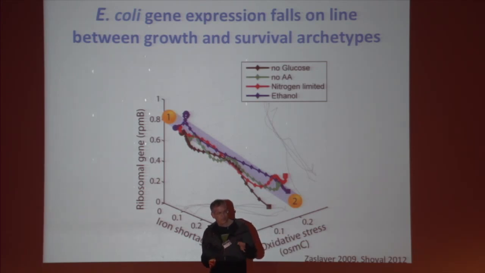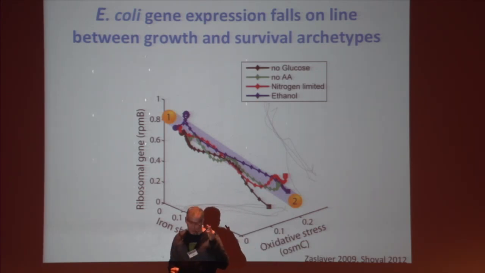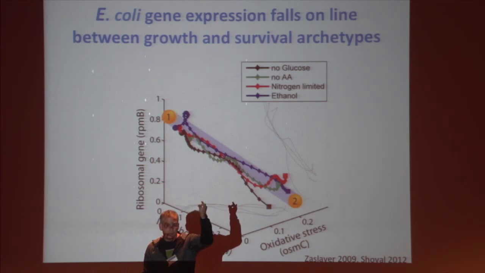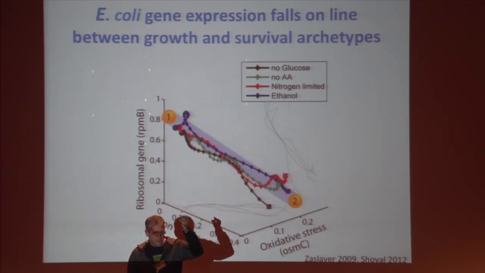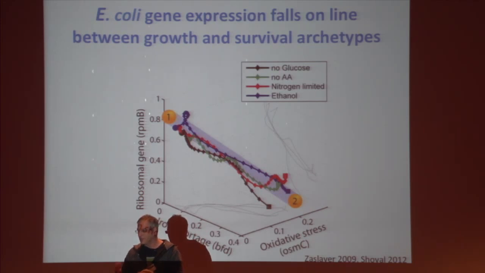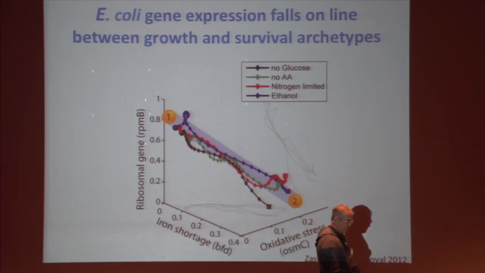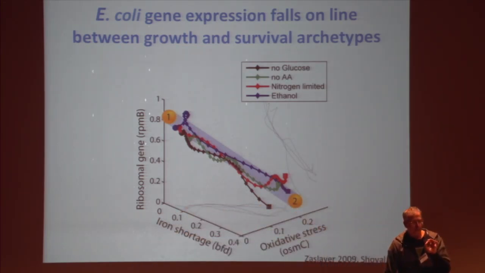The one that grew up in the nice food thinks it's better to express more growth genes, and the ones that evolved in a stressful condition are ready. So quickly, evolution can tune the perception. So did I answer your question? Okay, good.